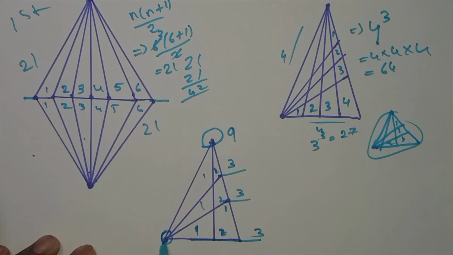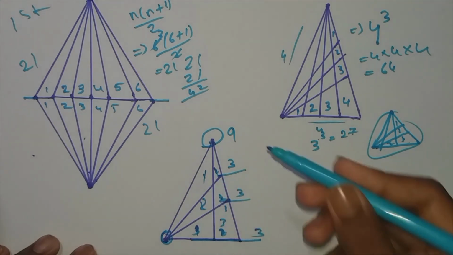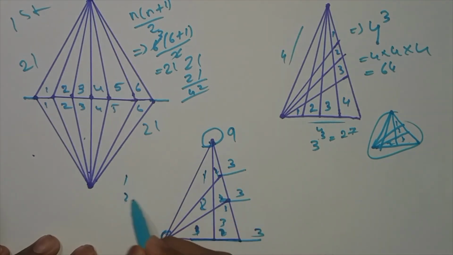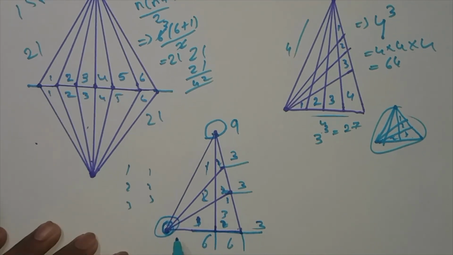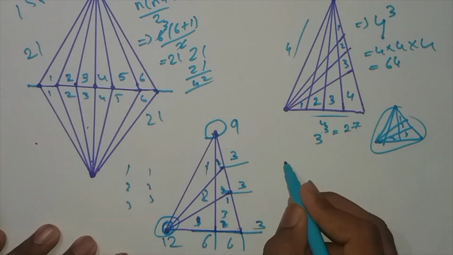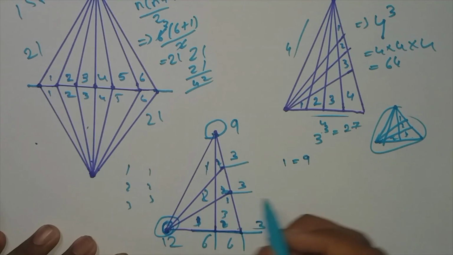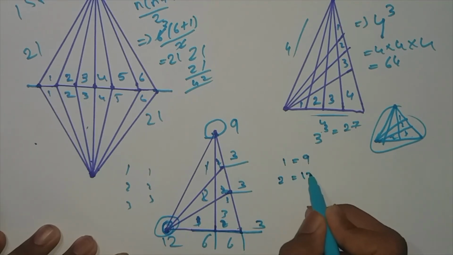Coming to this point, we have 1, 2, 3, 1, 2, 3. So we have an equal number of divisions. That means 1, 2, 3 and 1, 2, 3. So for this line we have 6, and for this base we have 6. So for this point, how many triangles are there? We have 12 triangles in total. So we got, for the first point 9 triangles, for the second point 12 triangles.